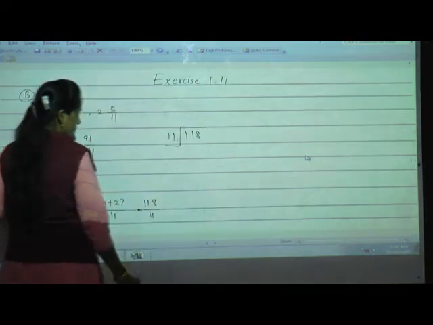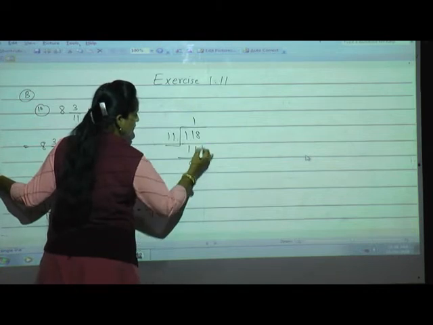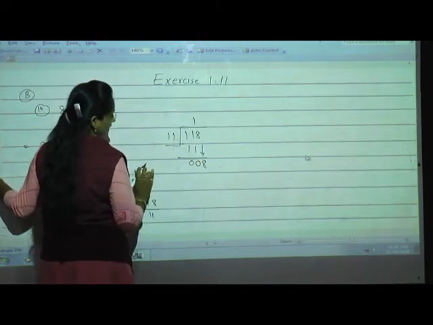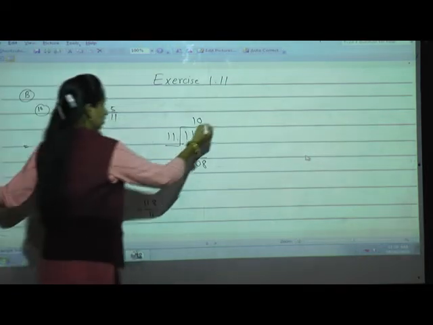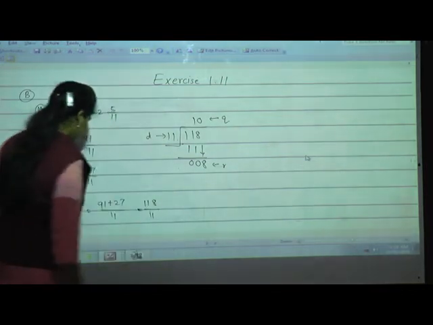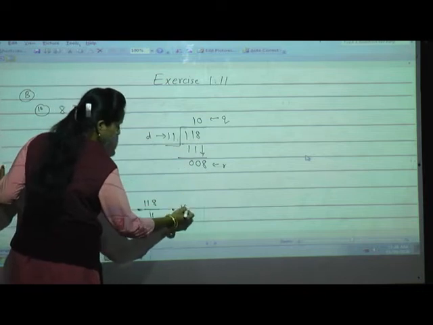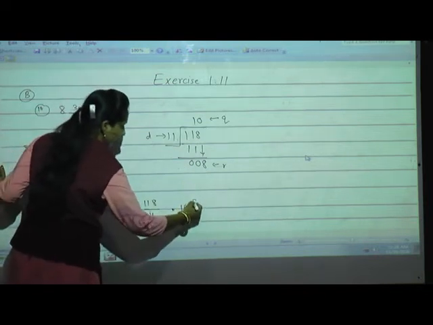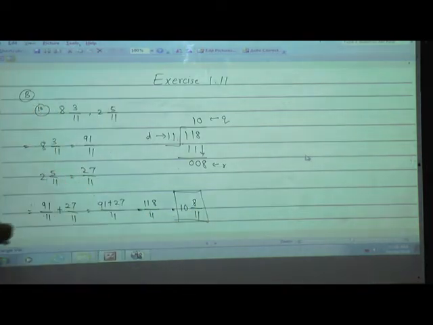118 divided by 11. Now see, 11 ones are 11, 0 0, bring down 8, we cannot divide, so we have to give 0, isn't it? Yes. So this is what? Quotient, this is remainder, this is denominator. So the answer is, I'll write here 10 and the remainder 8 upon the denominator 11. Clear? Understood? Yes, very good.